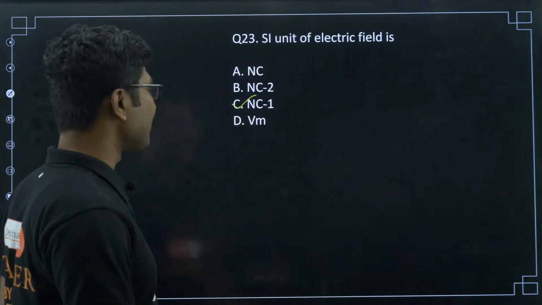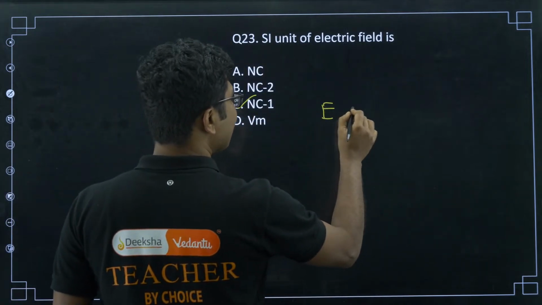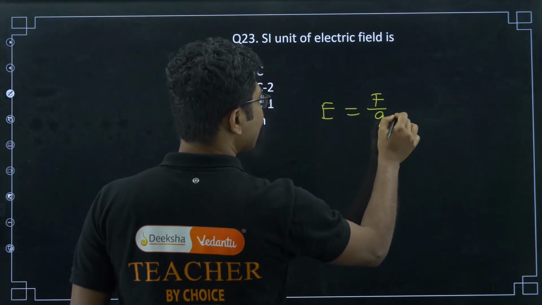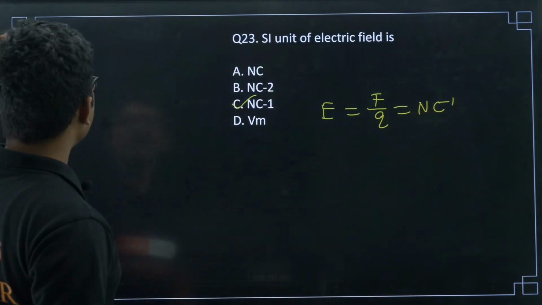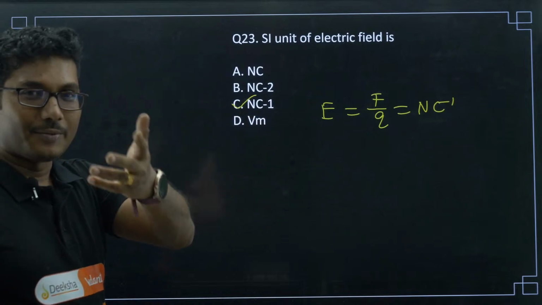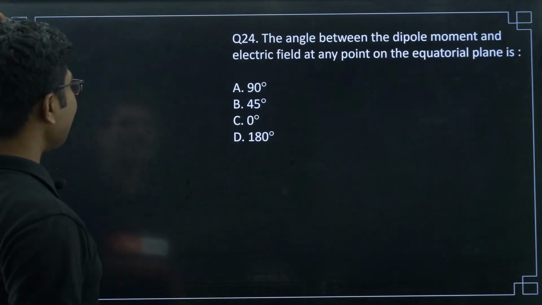I do not want to waste too much time. Electric field is basically force by charge, that is Newton per Coulomb, right. Easy question. I think if this question comes in your PU board exam, you can answer it without thinking much.